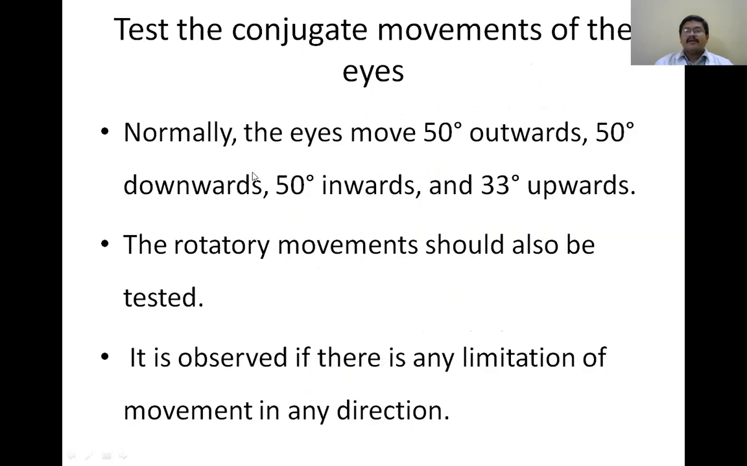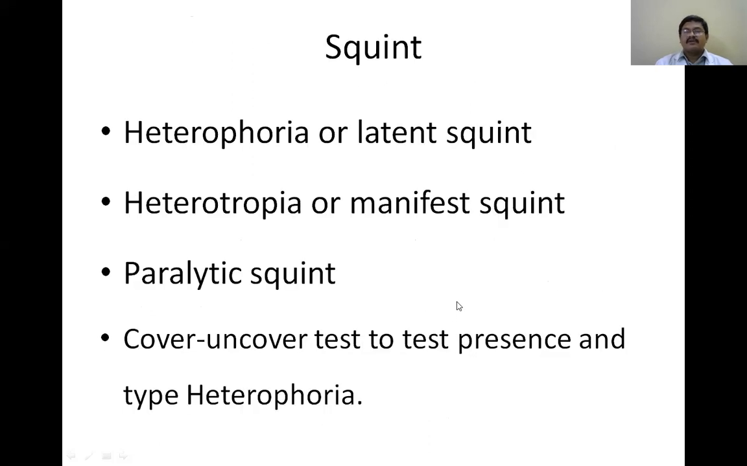Test the conjugate movement. Normally the eyes move 50 degrees outwards, 50 degrees downwards, 50 degrees inwards, but only about 33 degrees upwards. The rotation is also tested. Observe any limitation in the direction of the movements you have to test.